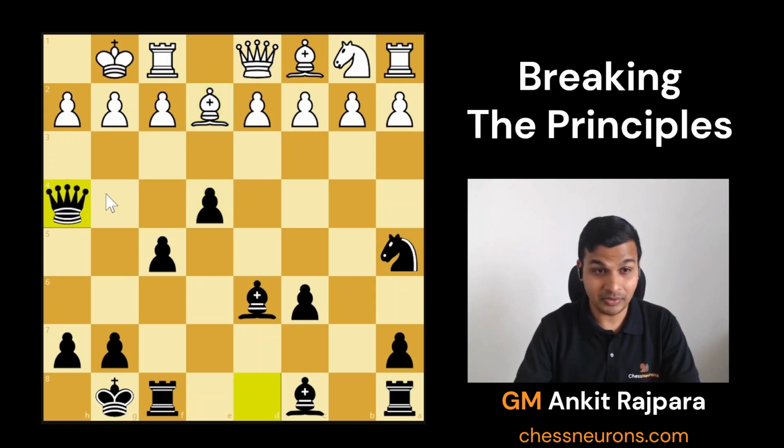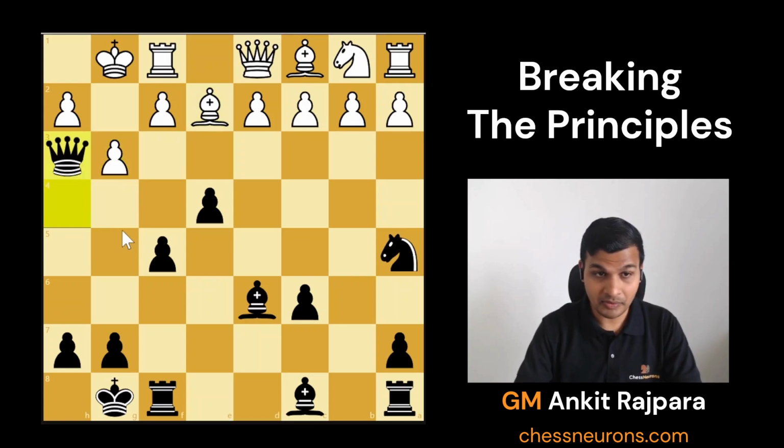Not a problem. We can play queen h4, improving the queen's position, putting pressure on this. Let's say if white plays g3, not a problem. We can play queen h3. And as you can see, white's king side has become extremely weak. We have ideas of f4, f3. We have ideas of rook f6, rook h6. And this is not a fun position for white to play.